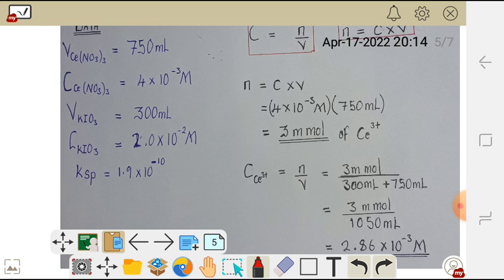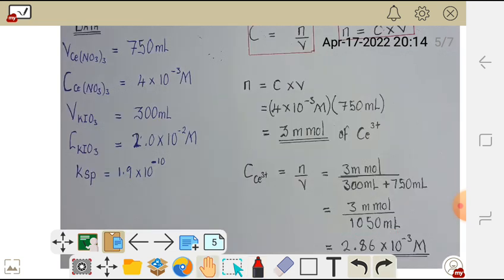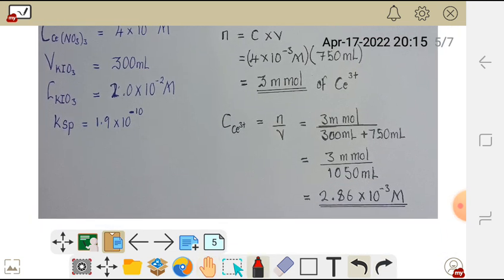So 300 millimole divided by 1050 mL will give our concentration as 2.86 × 10^-3 molar. The milli, as I said, cancels because we have the mL in the denominator and the mL in the numerator. So the m will cancel. We are going to remain with mole per liter, which is just molar. So that is the concentration of cerium.